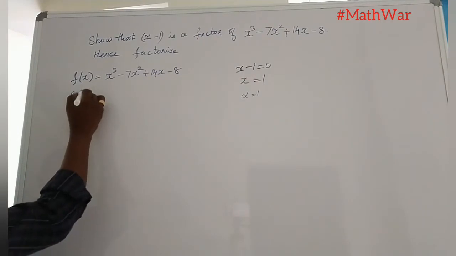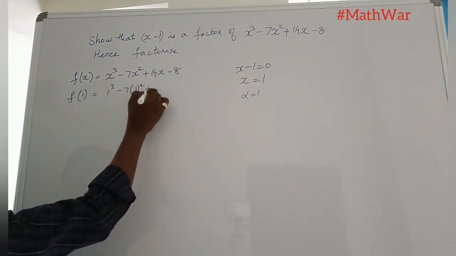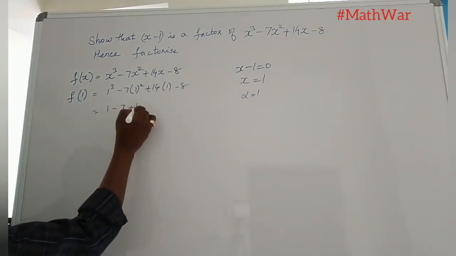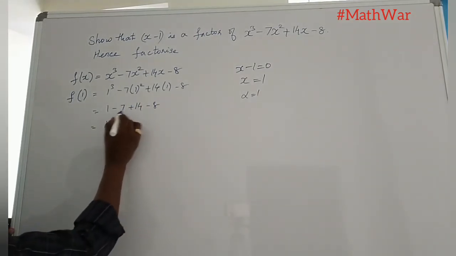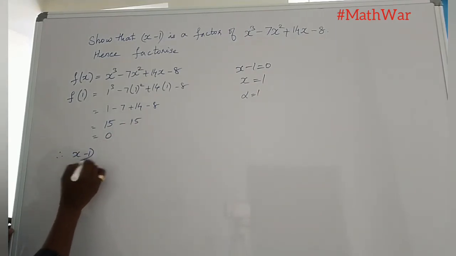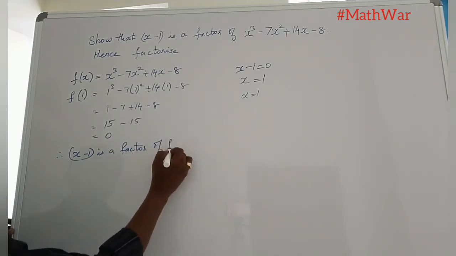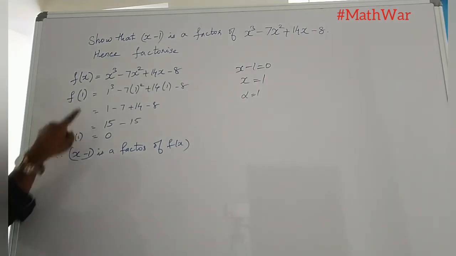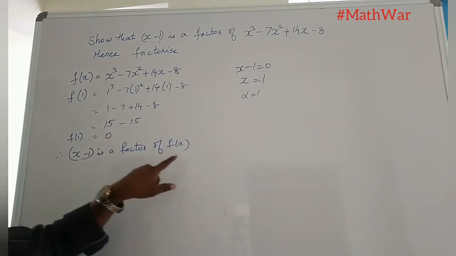By substituting x value as alpha, we can find out the answer. 1 cube minus 7 into 1 square plus 14 into 1 minus 8. That is 1 minus 7 plus 14 minus 8. That is equal to 1 plus 14 is 15. Minus 7 minus 8 is minus 15. That is equal to 0. Therefore, x minus 1 is a factor of f of x. Here this is f of 1. So by substituting x value as 1, we got f of 1 equal to 0. That is remainder 0. Therefore, x minus 1 is a factor of f of x.